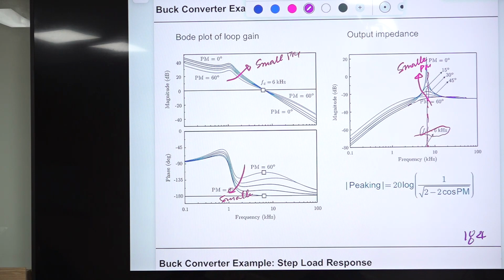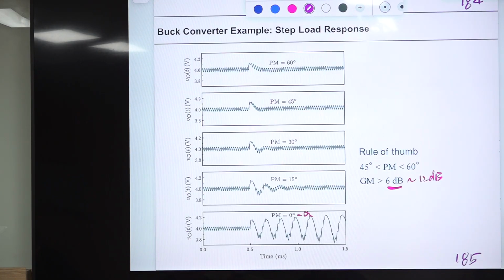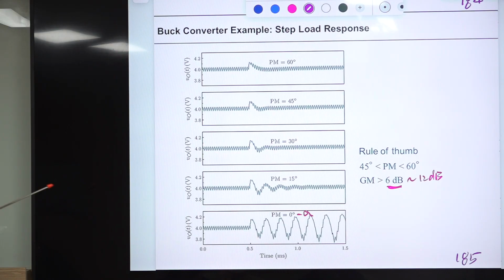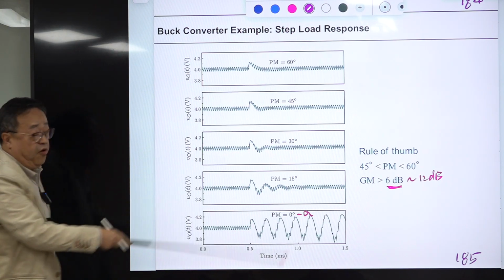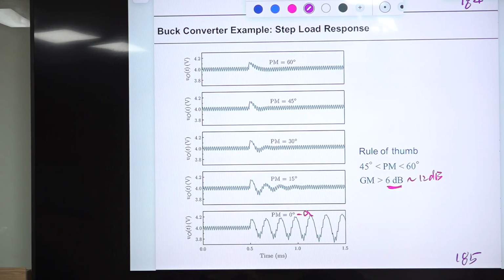This is in dB scale. I have an example of this. Okay, so this is the transient response, the step load response, at the phase margin of 60 degrees.